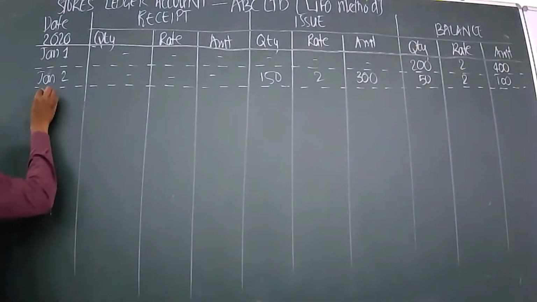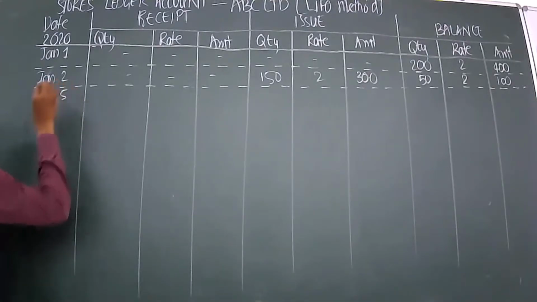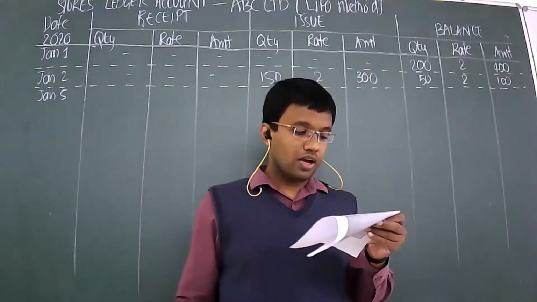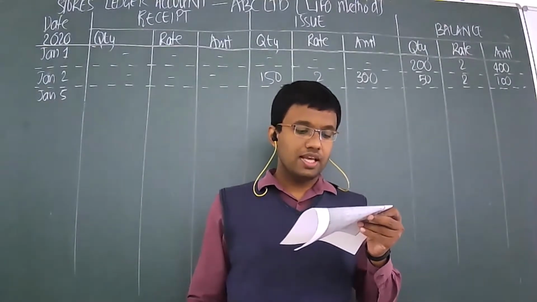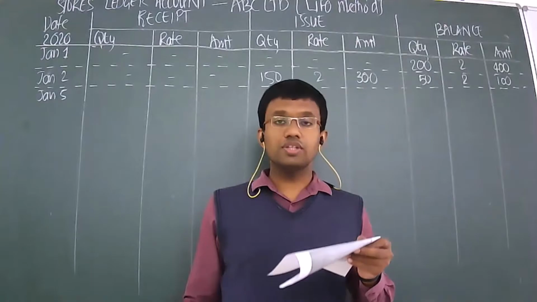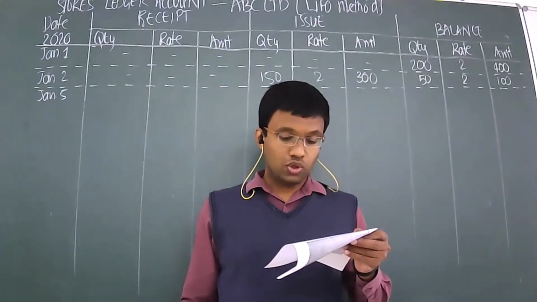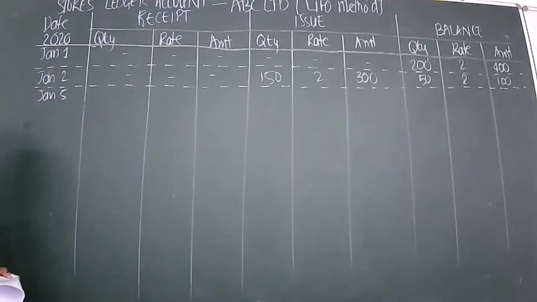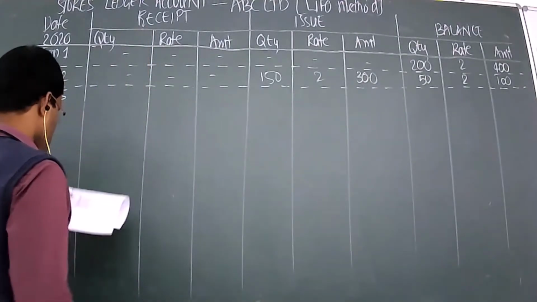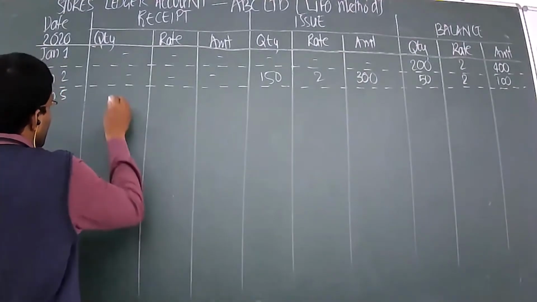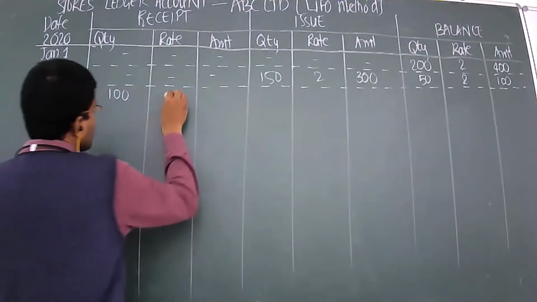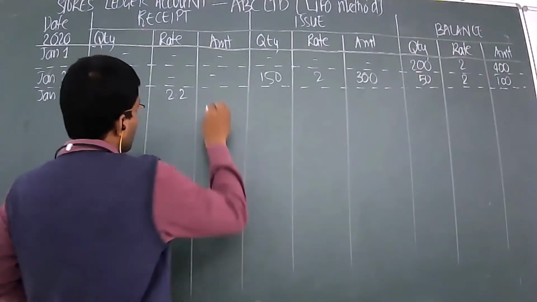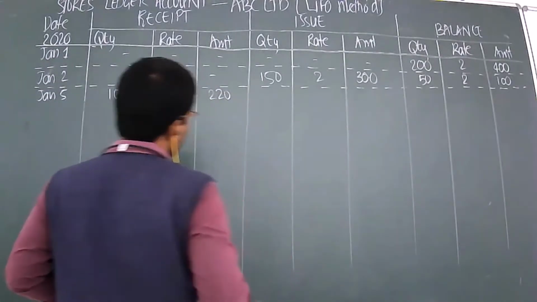The next day that we have a transaction is Jan 5th. On Jan 5th, you have carried out a purchase of 100 units, which you have bought at 2.2 rupees. Since it's a purchase, you would be recording this under the receipt column. So 100 units, the rate at which you will be capturing them is 2.2, and when you work out the math, it works out to be 220.